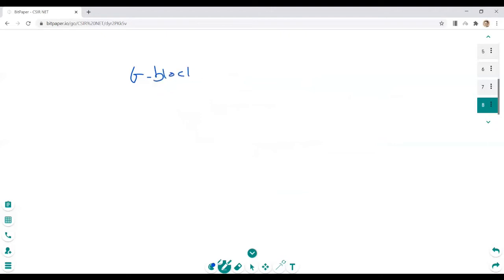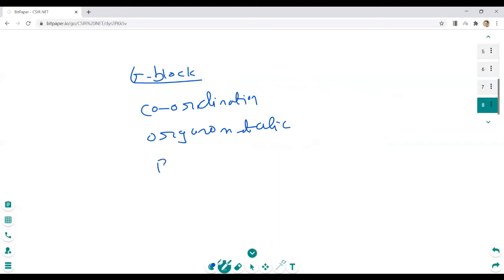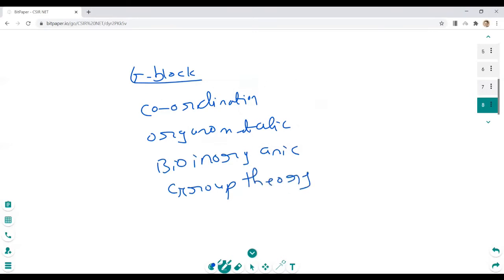So what I mean to say is the important 3 chapters are, now you know, coordination, organometallic, and bioinorganic. Along with this, you can add group theory. You can add it to physical or inorganic. These 4 are the very important topics. Then you have to learn some miscellaneous topics which are also important, such as spinels.